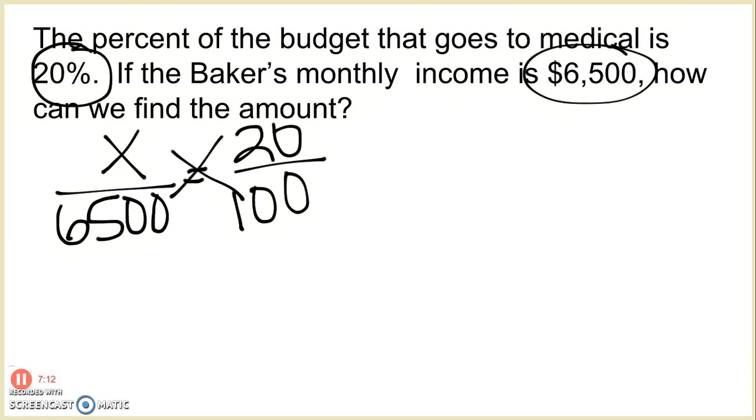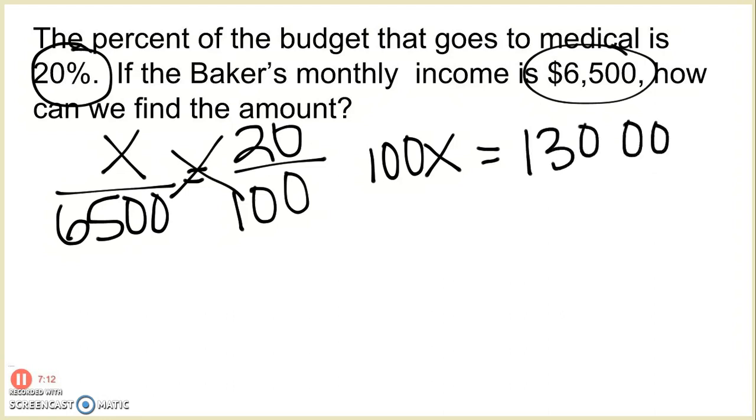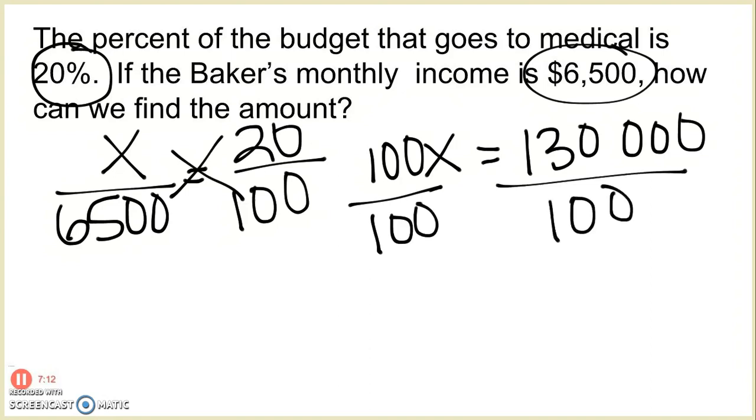Cross multiply, we're going to get 100x equals 130,000. Divide by 100. And x is going to give us 1,300.